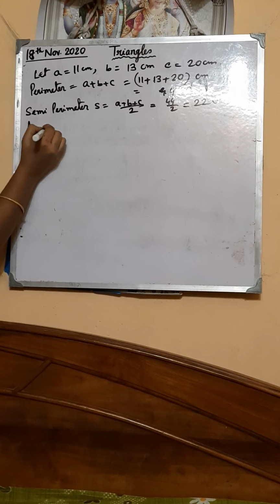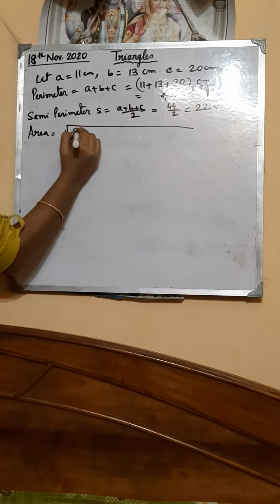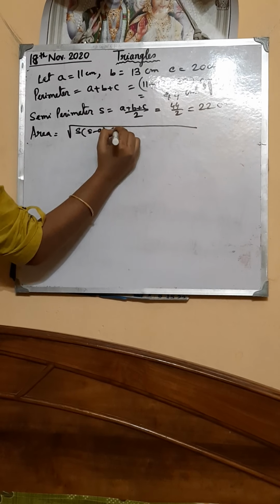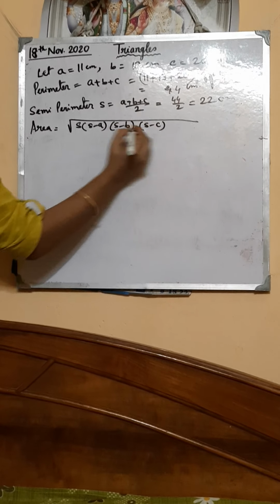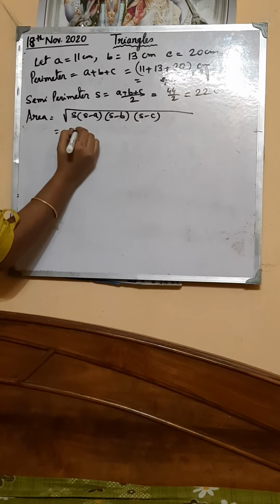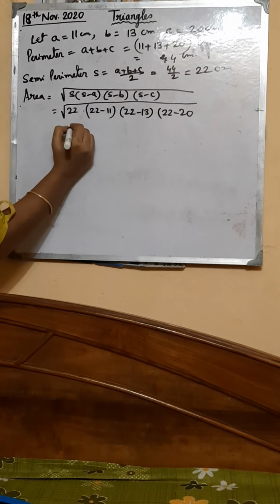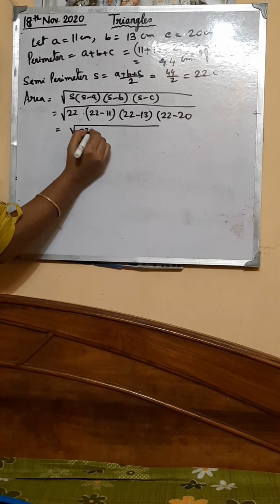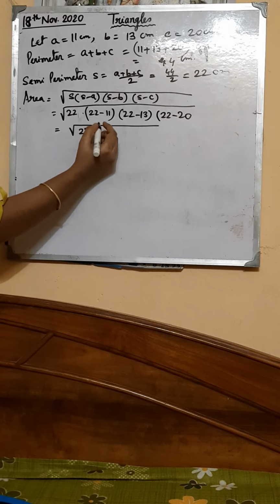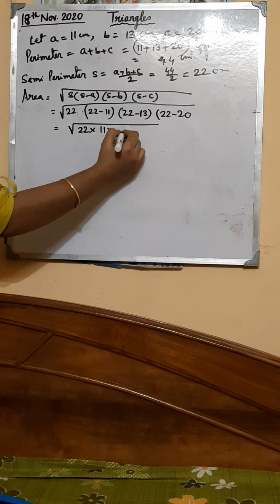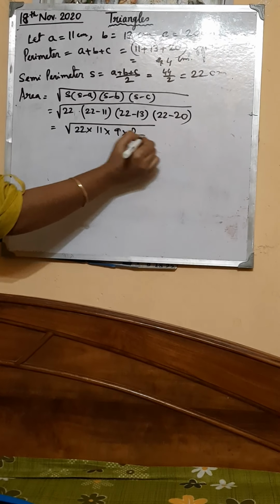So area equals what? Formula is root over S into S minus A, S minus B into S minus C. So S is 22, 22 minus A, A is 11, 22 minus 13, 22 minus 20. This is root over 22 into 11 into 9 into 2. 22 minus 11 is 11, 13 means 9 and 20 means 2.